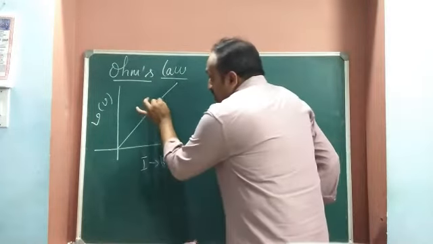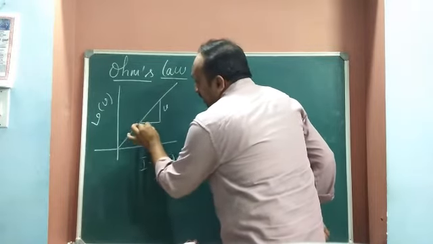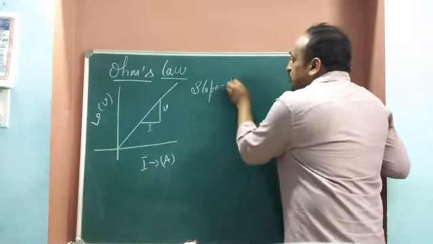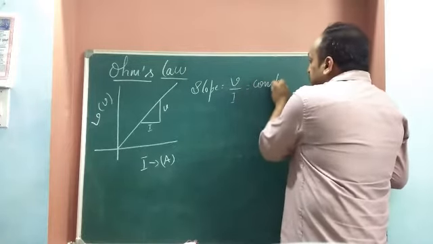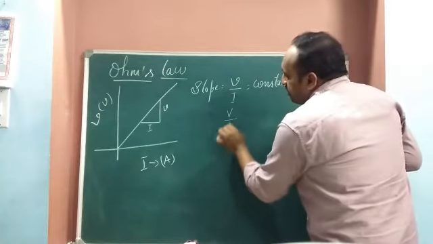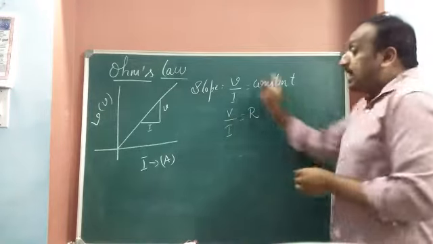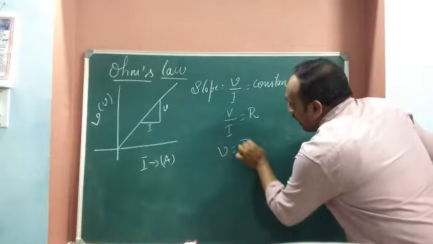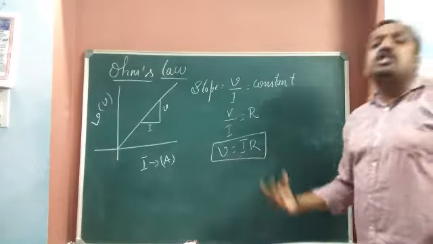If I find out the slope, that is V divided by I. So slope is equal to V divided by I, we will get a constant value. That constant value is called the resistance. So can I say, by transforming this equation, V is equal to IR. This is Ohm's law. So what is the definition of Ohm's law?